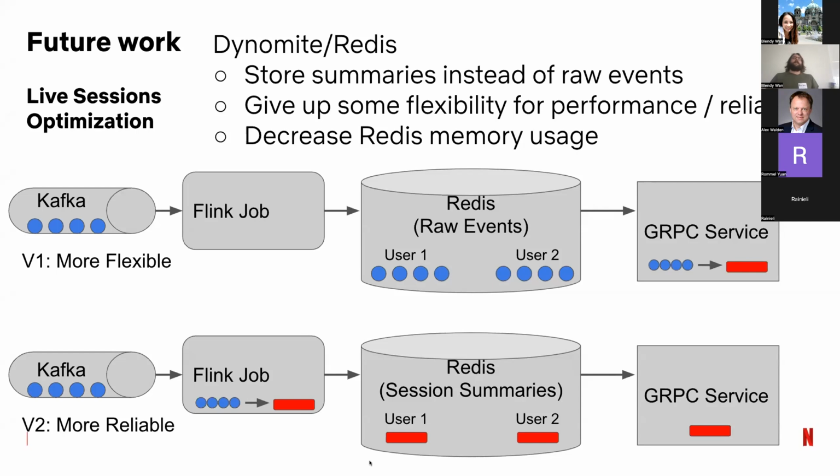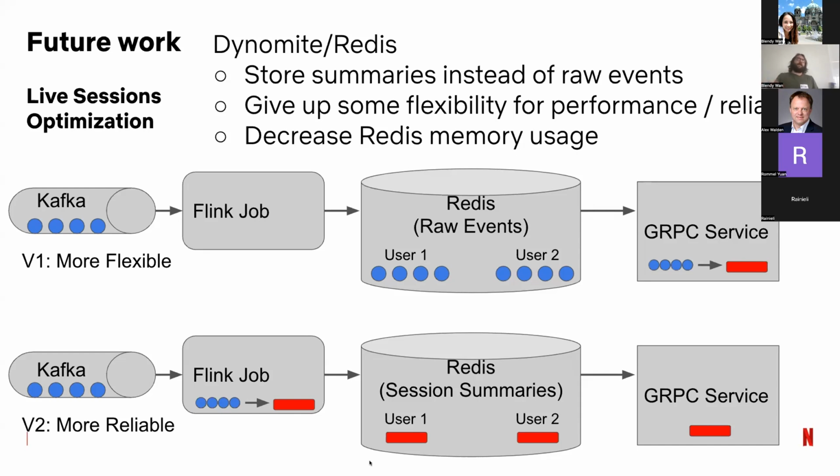So we wanted to try out something that's kind of a more reliable version of this, although we give up some of that flexibility. The basic idea here is to do the summarization inside the Flink job instead of the service at the end. So earlier on in the pipeline, we're receiving these events in the Flink job, and then every second, instead of just taking that most recent batch of events and forwarding it into Redis, we actually rerun the summarization logic and produce the summarized session. And then we write that into Redis instead of writing the raw events into Redis.